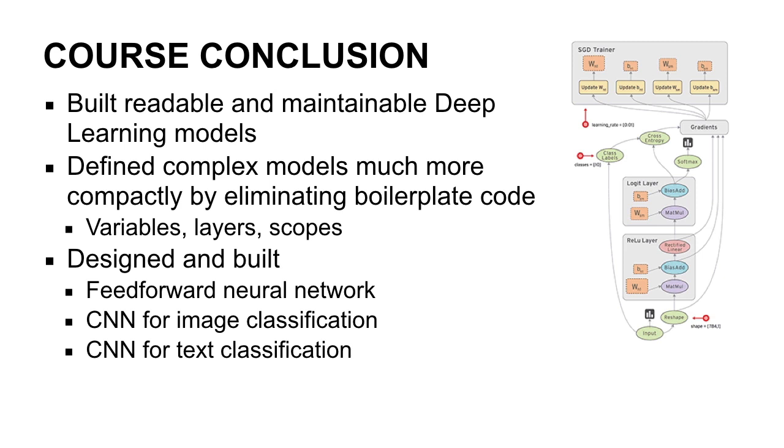Then we looked at how to design and build our own neural networks. We first looked at feedforward neural networks trained on our own generated data. Then we looked at a convolutional neural network trained on different types of flower images. And finally, we built the convolutional neural network for text classification.